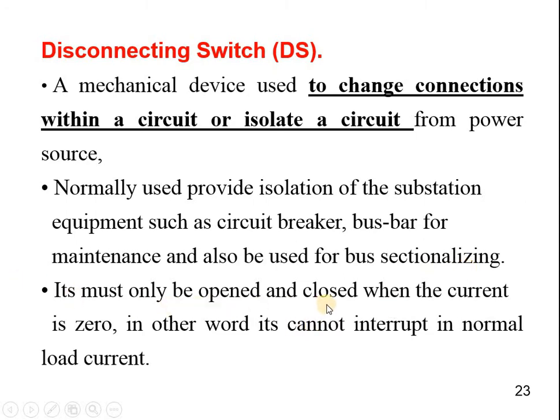It must only be opened and closed when the current is zero. In other words, it cannot interrupt normal load current. So we have to take care of this switch. Whenever the current is zero or there is no flow of current in a transmission line, then we can open or close with the help of this disconnecting switch.